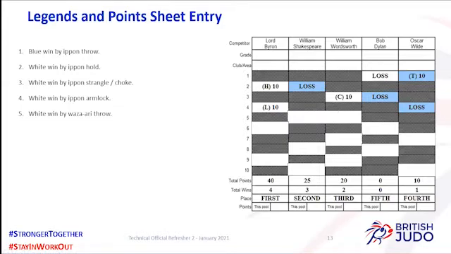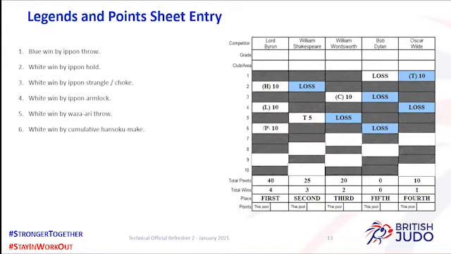Number 5, win by wazari throw. This is where we get a T for throw, no circle because it's wazari, and it's 5 points for wazari in competition. So T, 5, and a loss for blue.